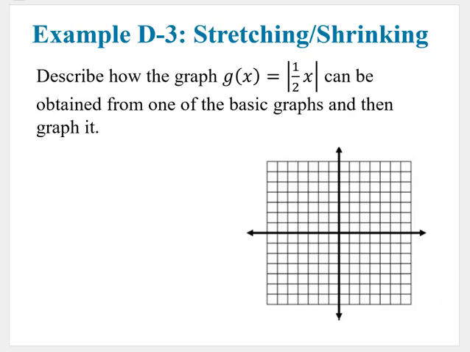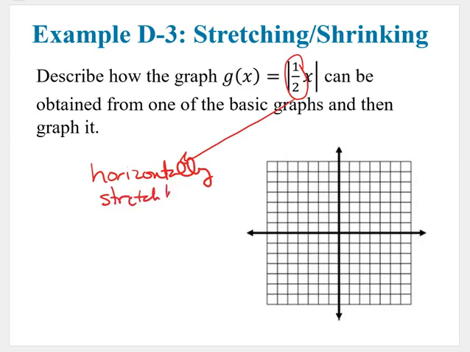All right, this example has the 1/2 inside the function. So it's inside the absolute value. Because it's inside, it's going to be a horizontal change, and it does the opposite. You'd think it would be a shrink like it was vertically, but because it's inside the function, it's going to be a stretch by a factor of 2. That's the opposite. The reciprocal of a half is 2.